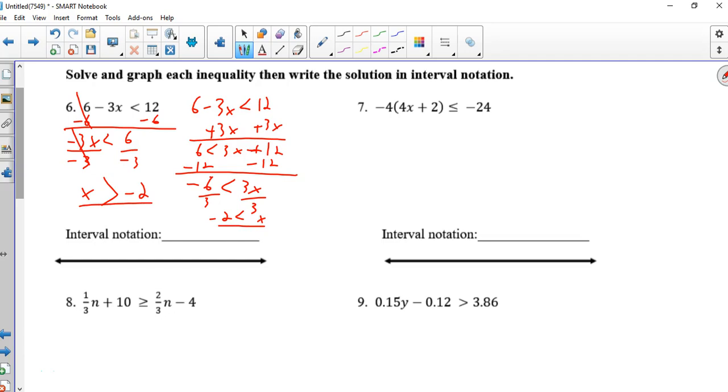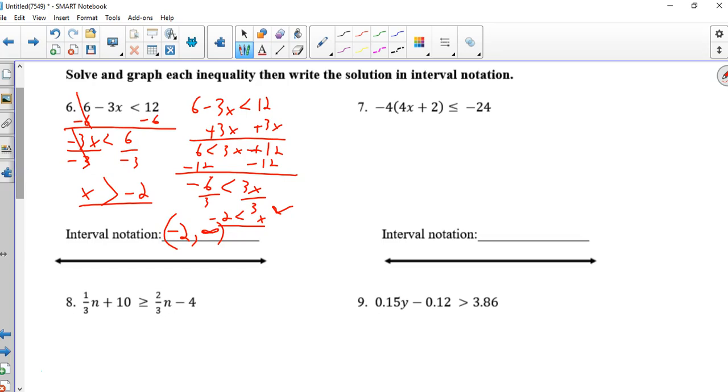What gets confusing, though, if you do it this way, is interval notation, because you always want to think about it in comparison to the x. Always read from the x for interval notation. So it's x is greater than -2. So -2 to positive infinity.